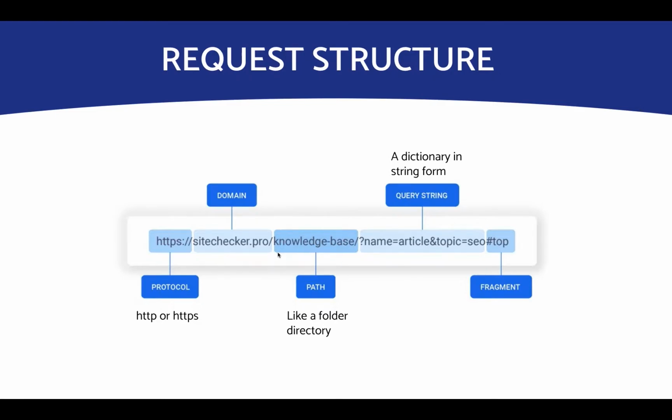After that, we have the path, which is similar to how a file explorer handles folders on your computer. In this case, we are only accessing one directory, which is known as knowledge-base. Then we have the query string, which can be read as a series of key value pairs, also known as a dictionary. The query string can be identified by the question mark at the beginning, and every key value pair is separated by an equal sign. In this case, for example, name equals article, name being the key and article being the value. Additionally, these key value pairs are separated by an ampersand, which is the and symbol right here.